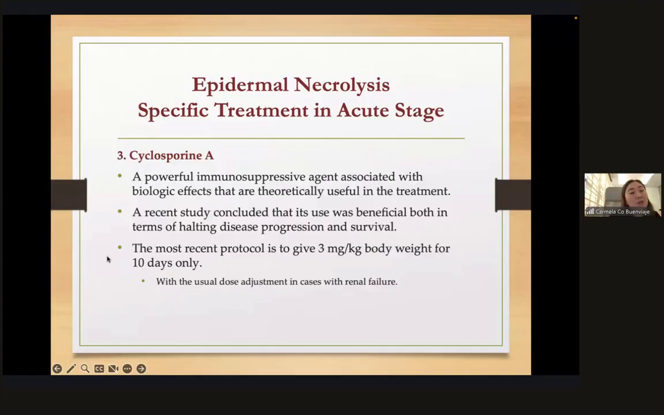Okay, next would be cyclosporin A. This is a powerful immunosuppressive agent associated with biological effects that are theoretically useful in the treatment. So a recent study concluded that its use was beneficial both in terms of halting disease progression and survival. So the most recent protocol is to give 3 milligrams per kilogram body weight for 10 days only, with the usual dose adjustment in cases with renal failure. Yes, for cyclosporin A, we should be very careful in patients with concomitant renal diseases.